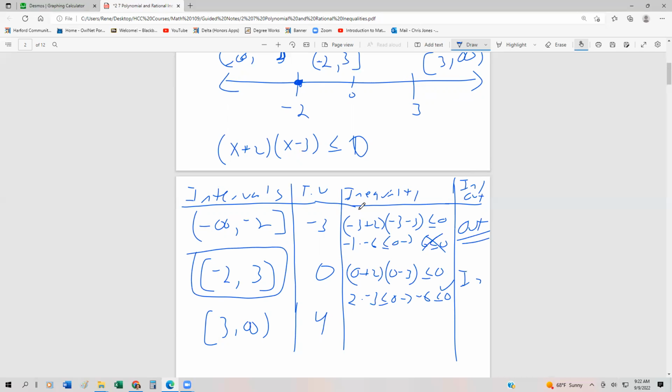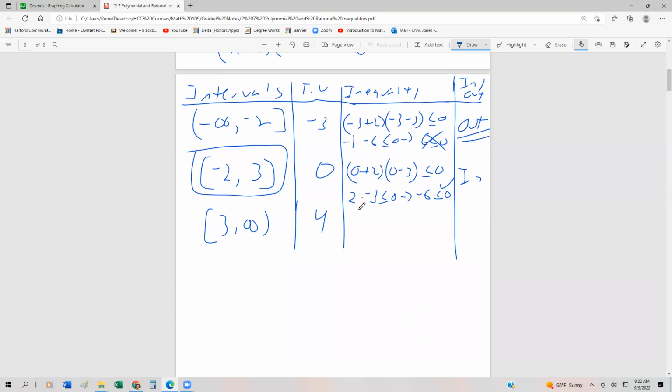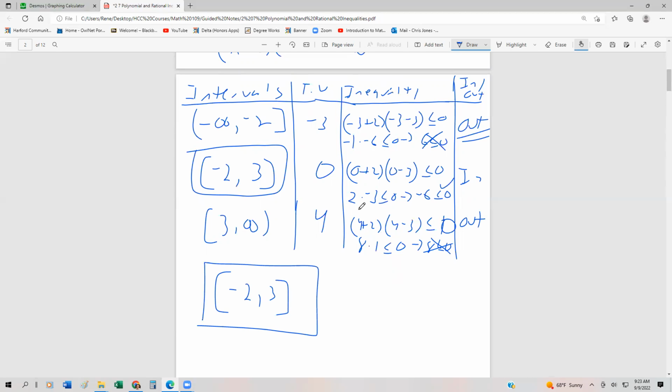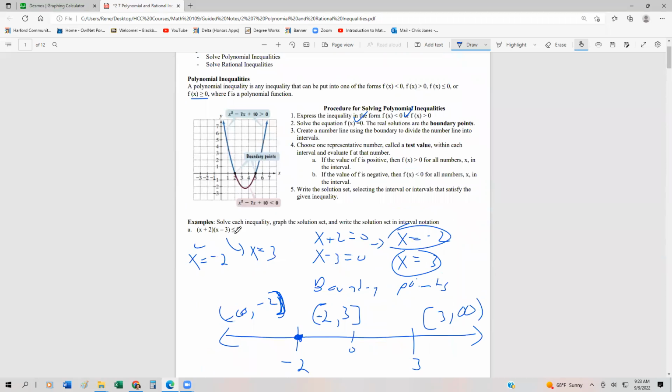We still have to check the last one. So let's check and see if 4 works or does not work. We would have (4 + 2)(4 - 3) less than or equal to 0. That gives us 8 times 1 less than or equal to 0, and 8 less than or equal to 0 is not true. So this is out. So the solution set for this is going to be from -2 to +3 inclusive. And again, it's inclusive because of this less than or equal to.